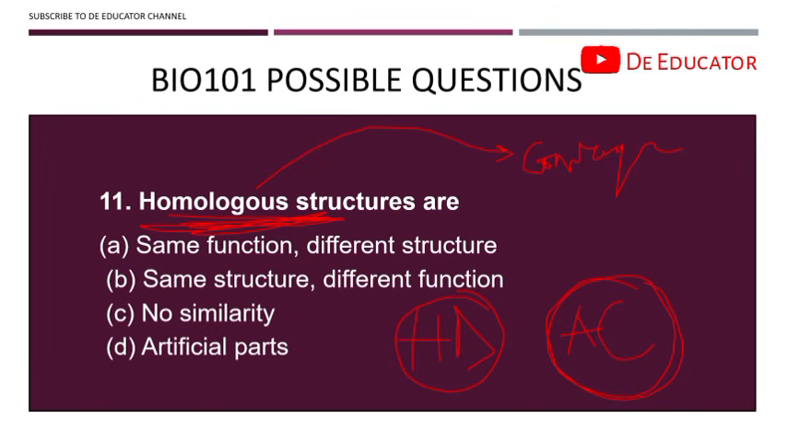When you say something is homo, it means the same. So homologous structures have the same structure, which means that because they have the same structure, they come from the same ancestor. Let me say this circle that I'm drawing is the same ancestor. Then what happens? With time, they will have different functions.